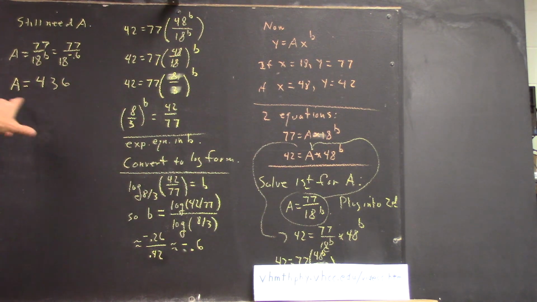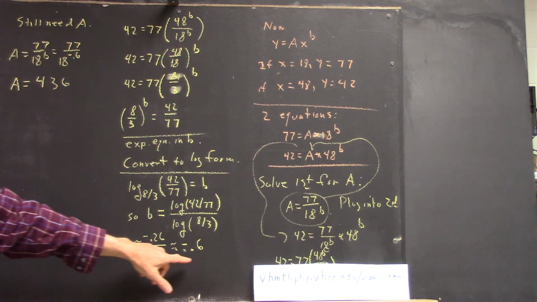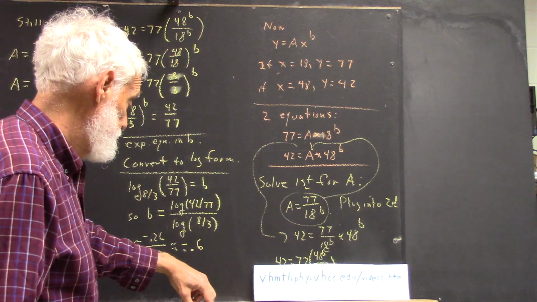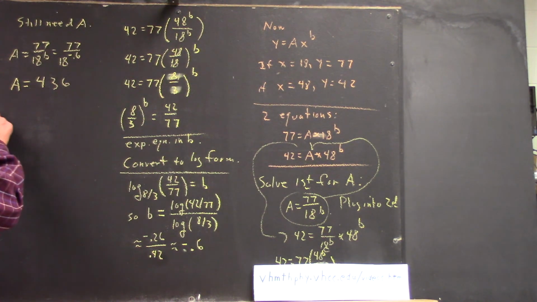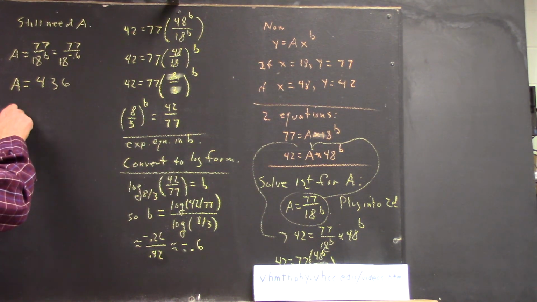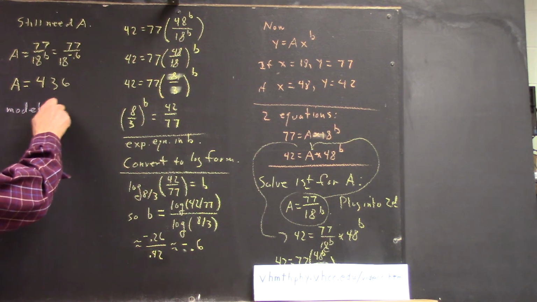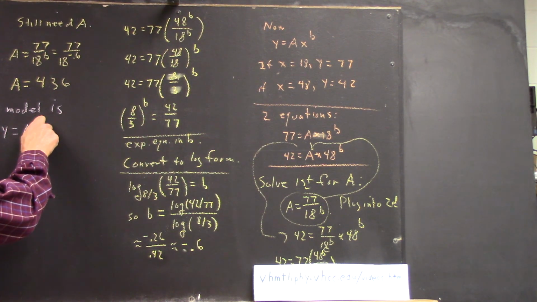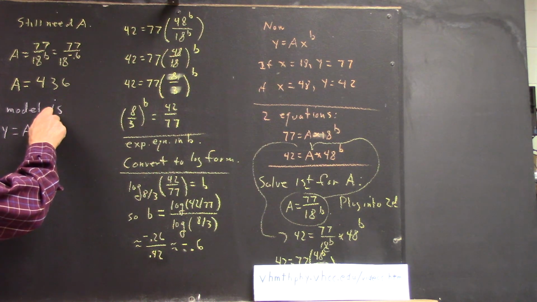Okay, so we have A equals 436. We have B equals negative 0.6. So now what's our model? Y equals 436 x to the negative 0.6. I'll let you finish it out.